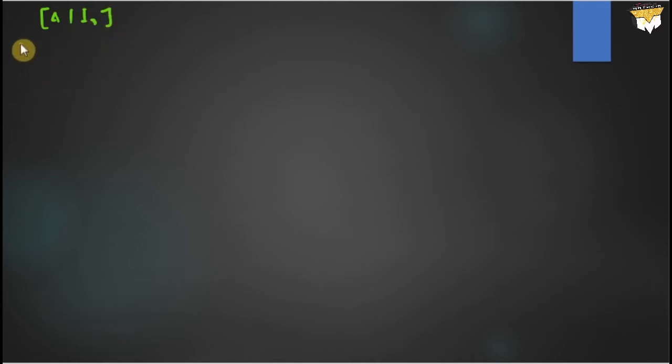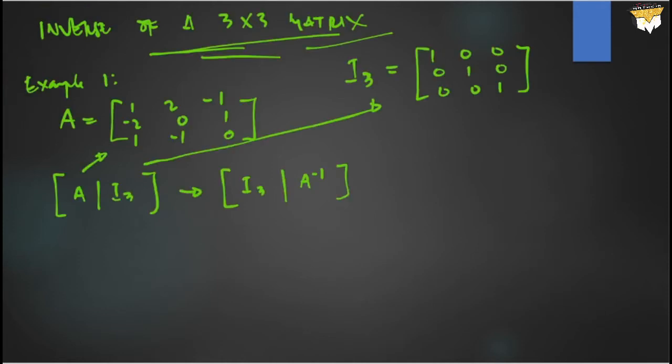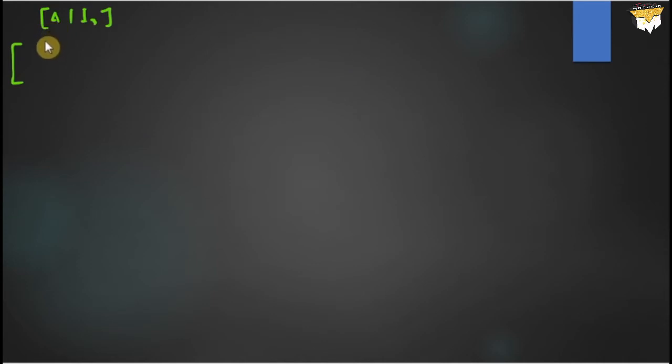So, we have to represent yung A, which is 1, 2, negative 1, negative 2, 0, then positive 1, then 1, negative 1, 0. So, sulat natin dito. This is 1, 2, negative 1. Okay, then negative 2, we have 0, positive 1. And then 1, negative 1, then 0. So, augment natin, identity matrix of a 3 by 3 matrix. We have 1, 0, 0, 0, 1, 0, then 0, 0, 1.